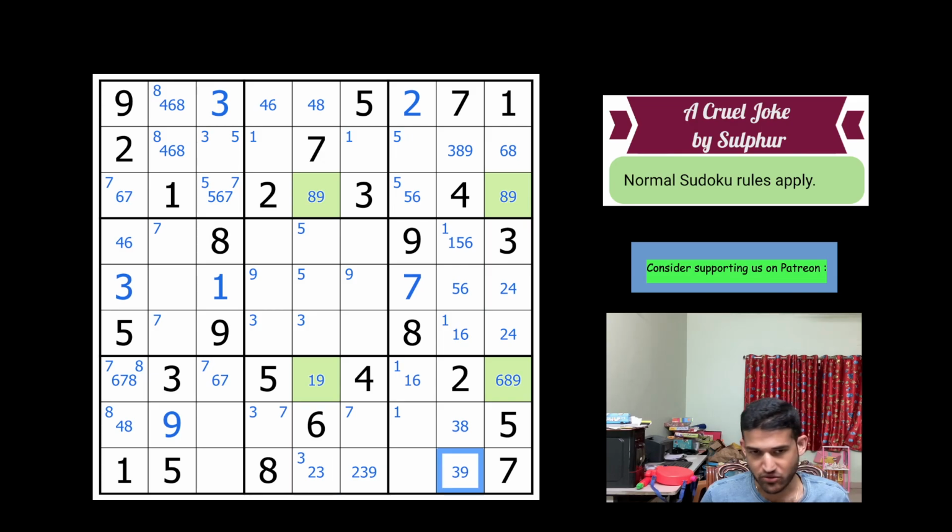I have a triplet now. 2, 3, 9 in row 9. So which means the remaining digits must be 4 and 6 in the row. Excellent. That was very, very nice. So what do I do next?